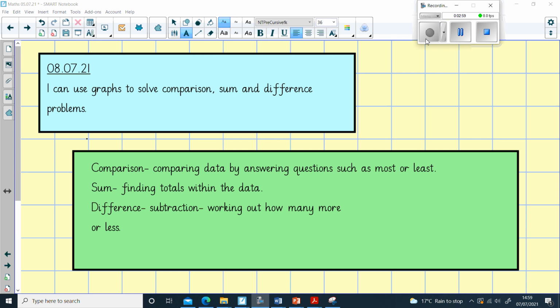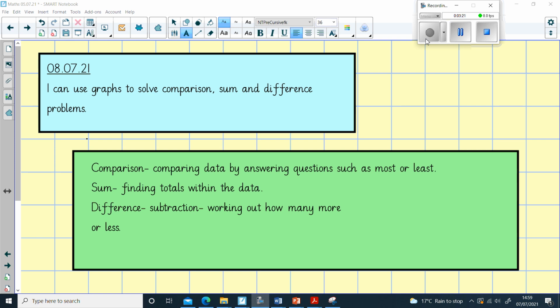Okay, so let's have a look at today's lesson. Today we're going to use graphs to solve some problems, and the problems that we're going to solve are comparison problems, sum and difference problems. So comparison is where we're going to make a direct comparison. We're going to compare the data by answering questions.